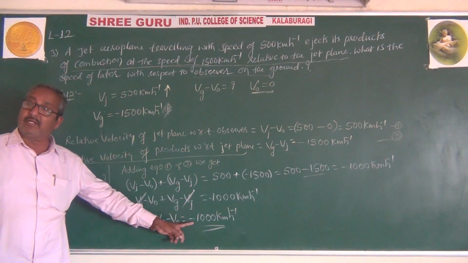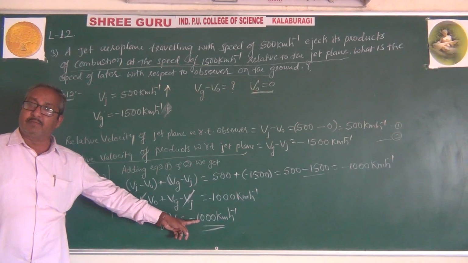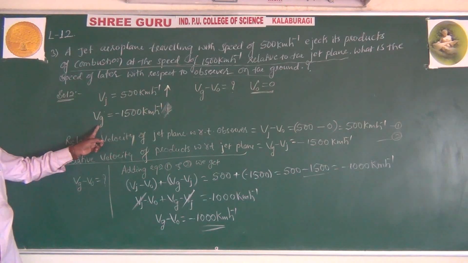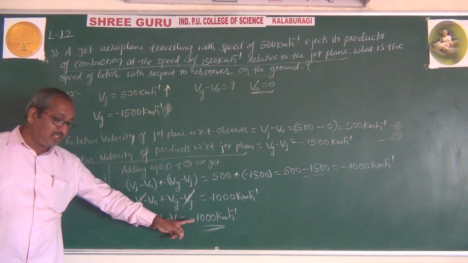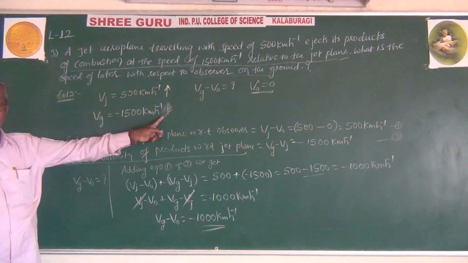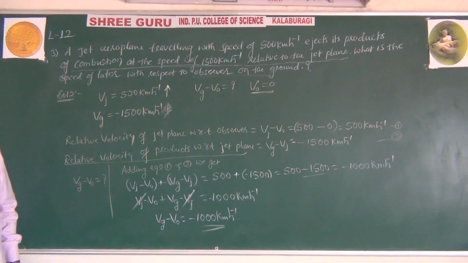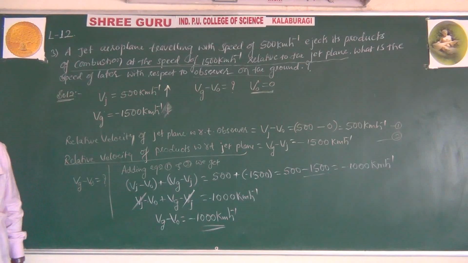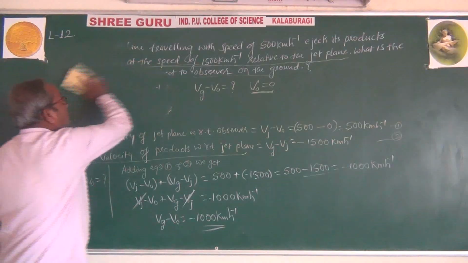And here again we got a minus sign. Minus 1000 kilometers per hour. This minus indicates that the velocity of the product is minus and this relative velocity is also minus. So that means this is also in the direction of this one. It means it is downward, as we mentioned. So here this is also downward. The relative velocity of the product with respect to the observer is downward. Is it clear? This is the third question. Next, question number 4.